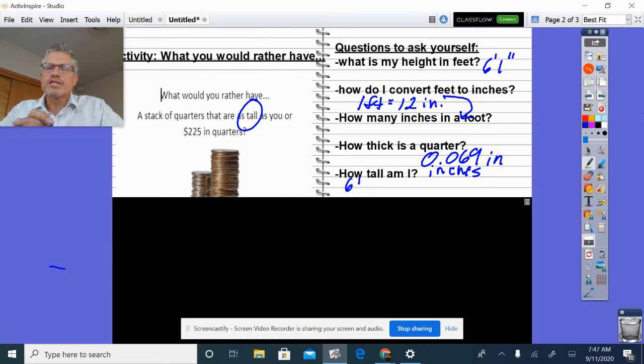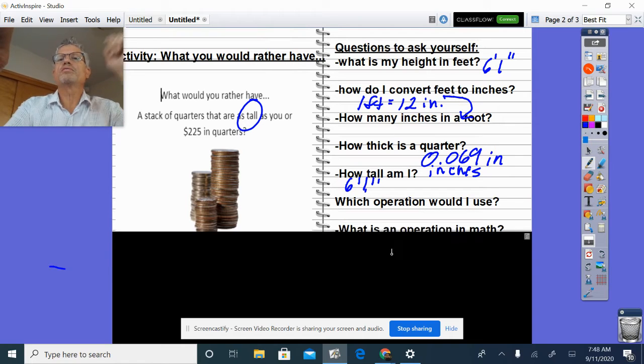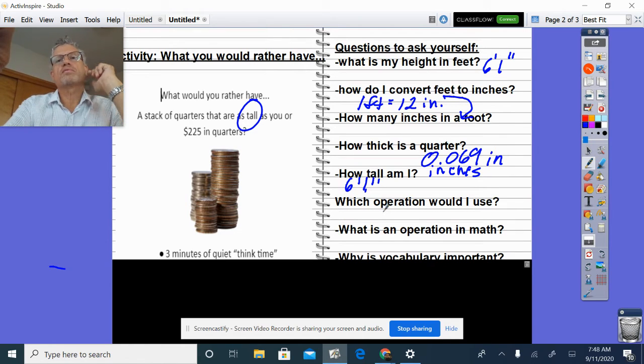We know a quarter is 69 thousandths of an inch thick. So now what do we do? We got to figure out my height, 6 feet 1 inch tall, and convert that into inches. To do that, which operation would I use? Well, that would be multiplication.